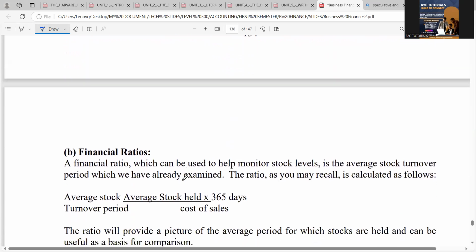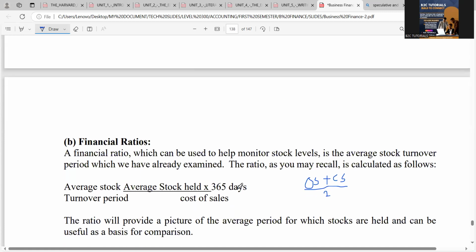You can also manage your stock using what we call the financial ratios, which we've discussed under financial analysis, by looking at your average stock held. The average stock held was your opening stock plus your closing stock, all divided by 2, because there are 2 items involved. That will give you your average stock over the cost of sales. We decided to look at what cost of sales is. So cost of sales multiplied by 365. If you've forgotten what cost of sales is, it is your opening stock plus any purchases or production minus your closing stock. This will give you your cost of sales.